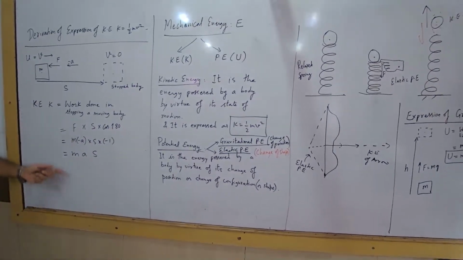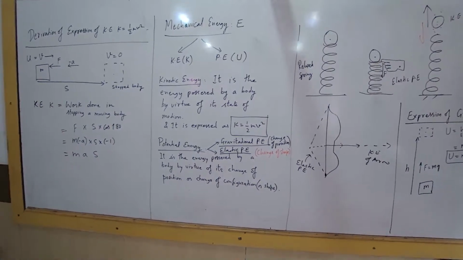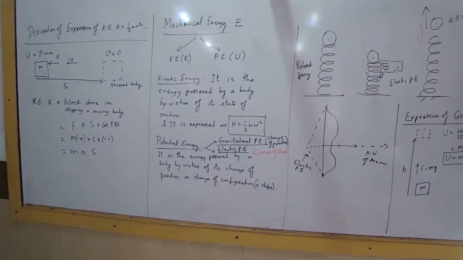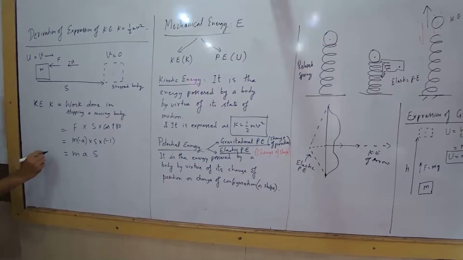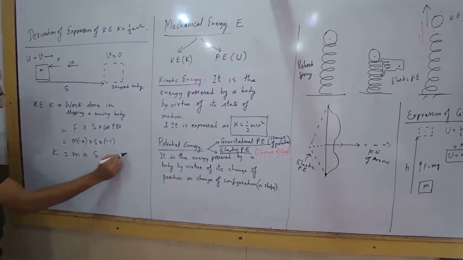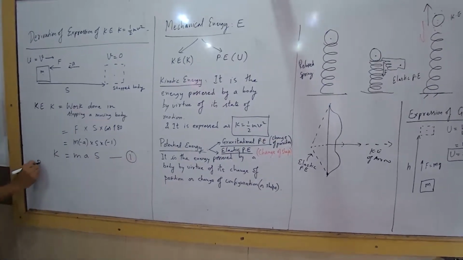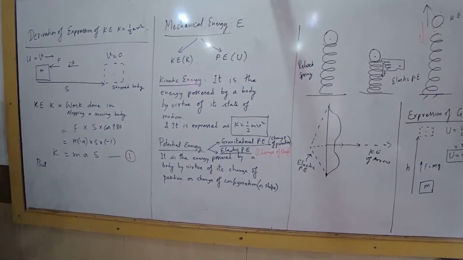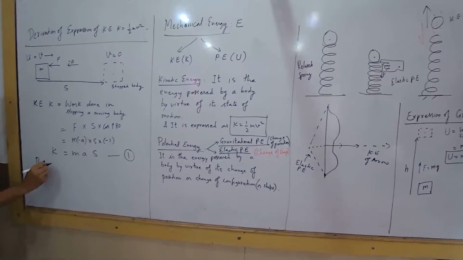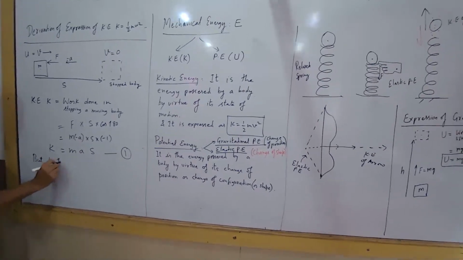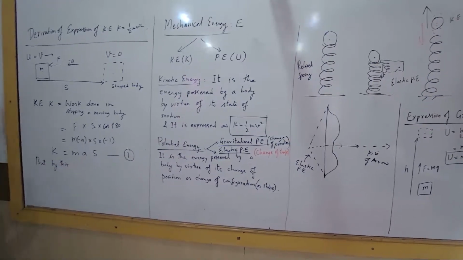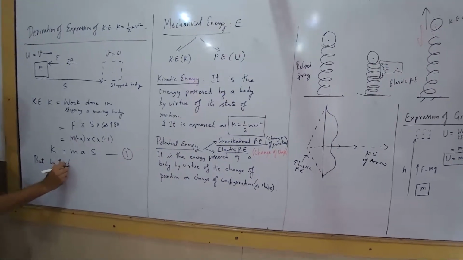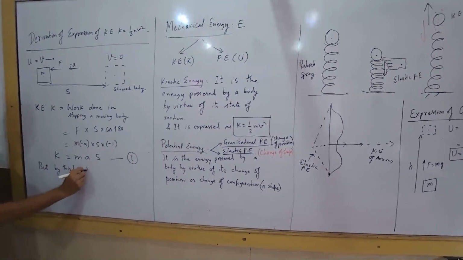Okay, so what is displacement then? Using Newton's third equation, this is the expression for K so far. Every action has an equal and opposite reaction. But by the third equation of motion, not the third law, the third equation of motion. These equations were derived by Newton.